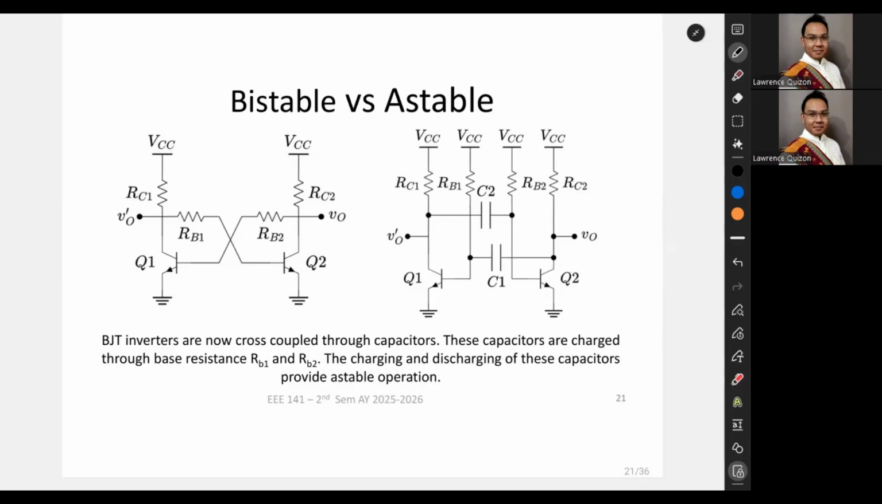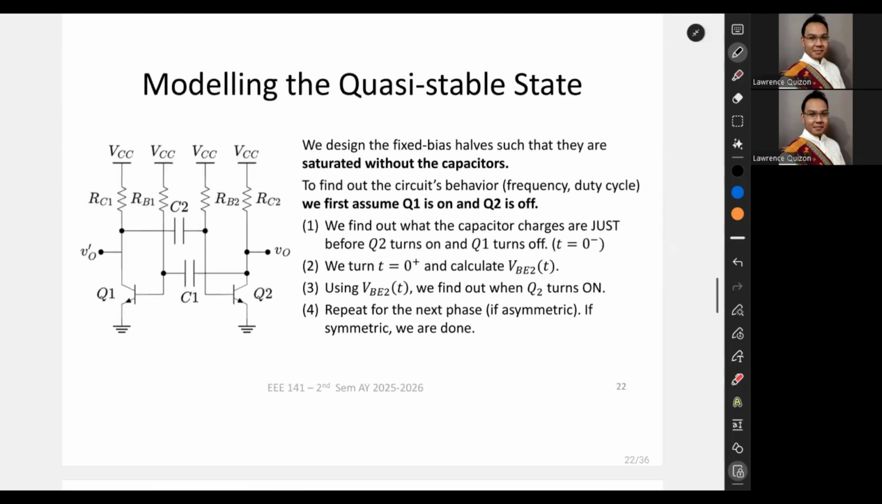Okay? So, let's try to model the quasi-stable state to be able to take advantage of the behaviors of an astable multivibrator. So, we design each fixed bias half, RB and RC. You know how to do this from 131. You design the fixed biased half such that it is saturated without the capacitor. Then, let's try to figure out the circuit's behavior.